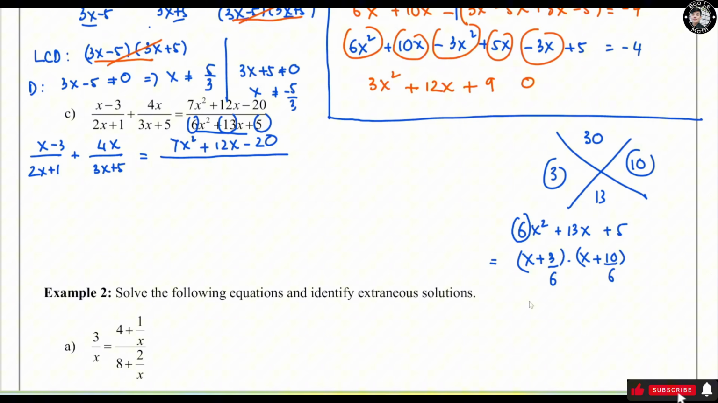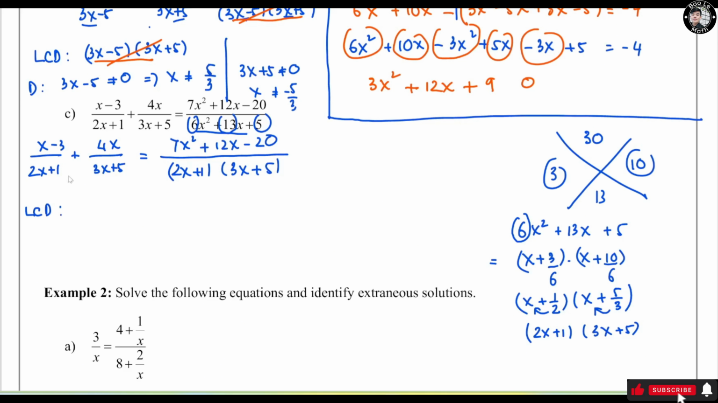Now we simplify, so it becomes x plus 1 over 2 times x plus 5 over 3. Now we multiply these back over here. So we have 2x plus 1 times 3x plus 5. We put it over here. Now we need to find the LCD.